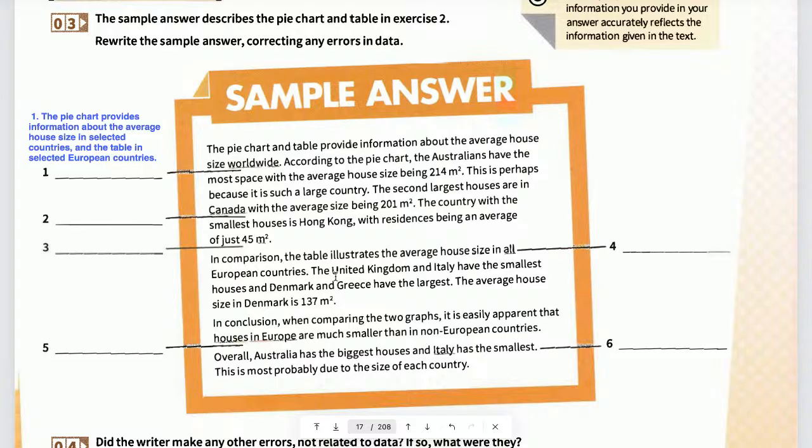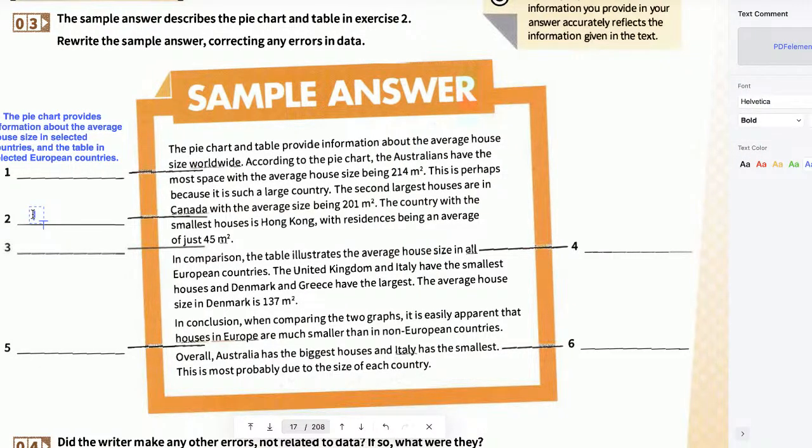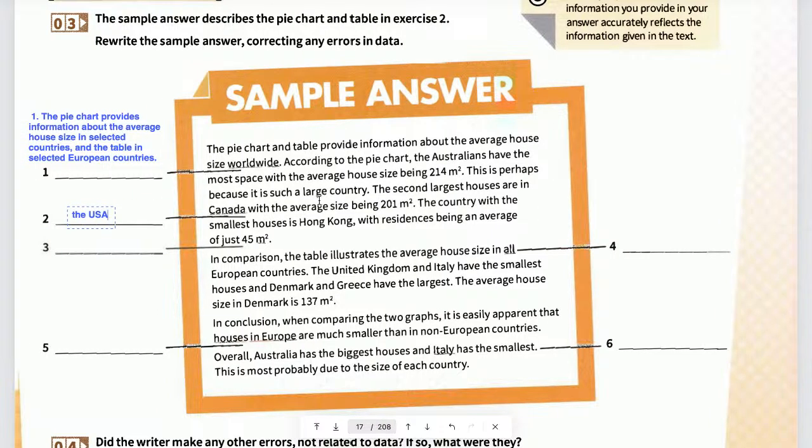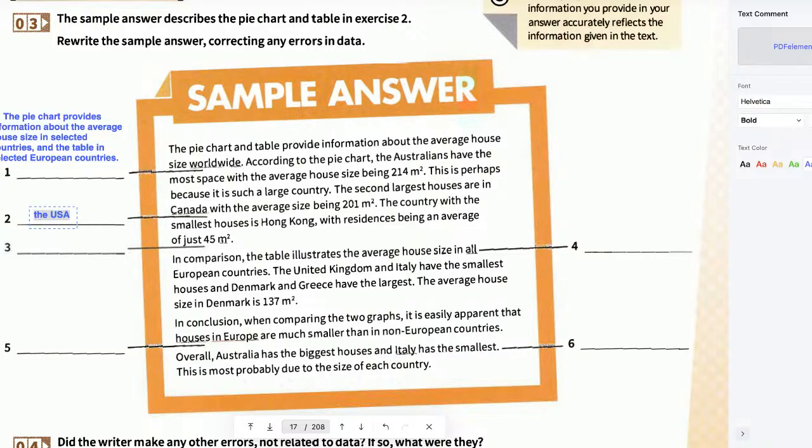All right, now number 2: the second largest houses are in Canada, with the average size being 201 square meter. So what is wrong here? How can we fix this? I think the second largest houses are in USA, not Canada. Yeah, so how can we fix this? The second largest houses are in USA with the average size being 201 square meter.